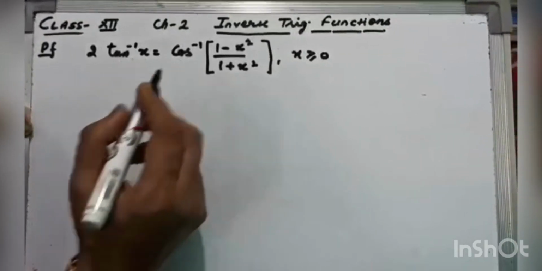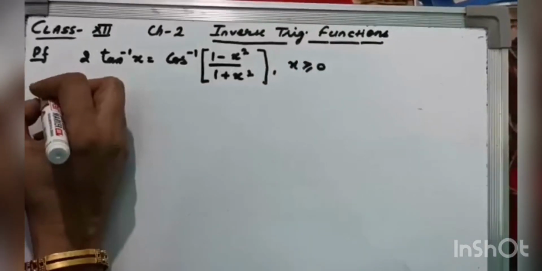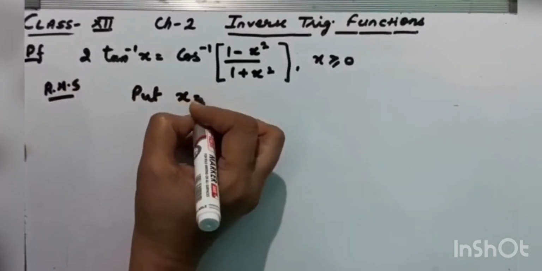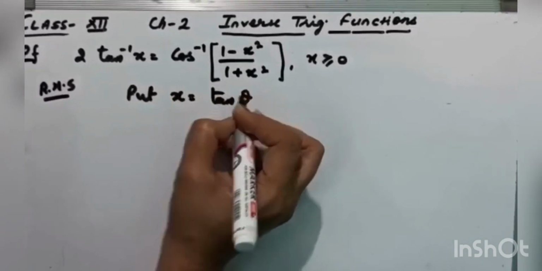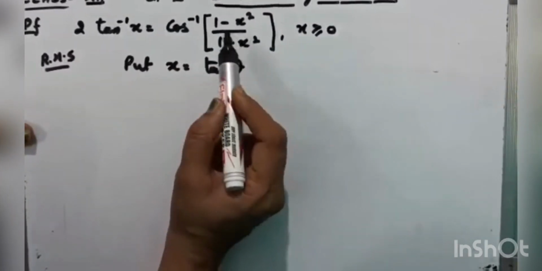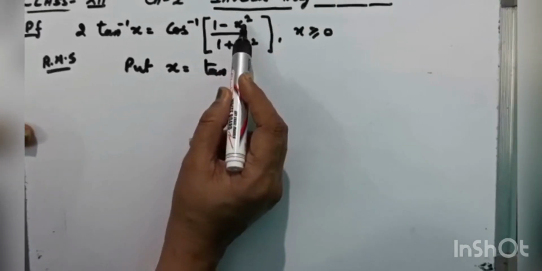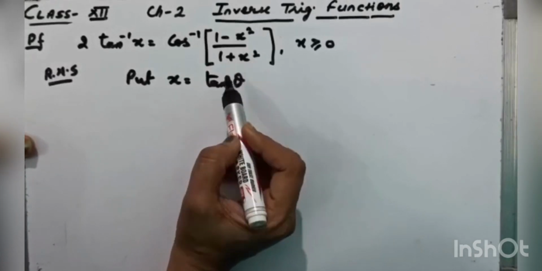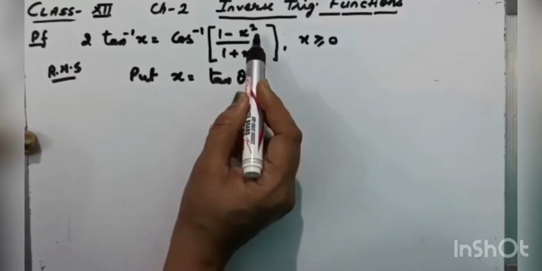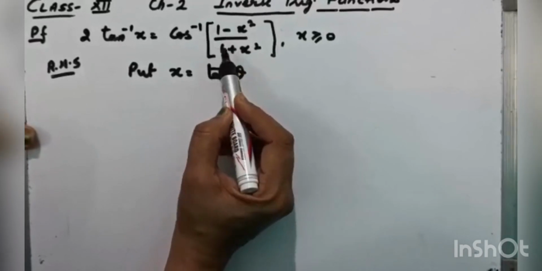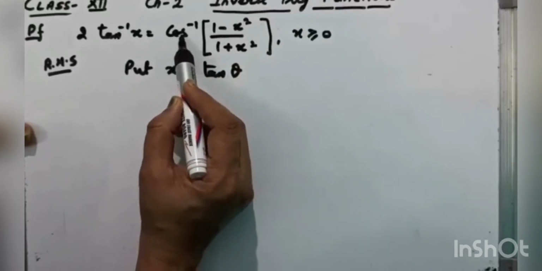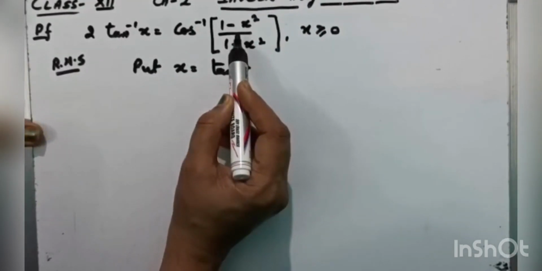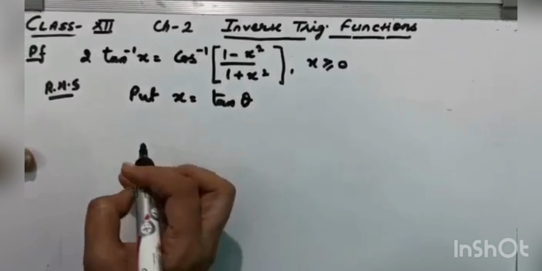Now, if we want to prove this property, we start from the right hand side. Put x equal to tan theta. Why do we put x equal to tan theta? Because when we put x equal to tan theta here, 1 minus tan square theta over 1 plus tan square theta will become cos 2 theta. So when we put x equal to something, our main purpose is to make this the same function which is outside here, meaning that as there is cos inverse here, we try to convert this in terms of cos. So we put x equal to tan theta.